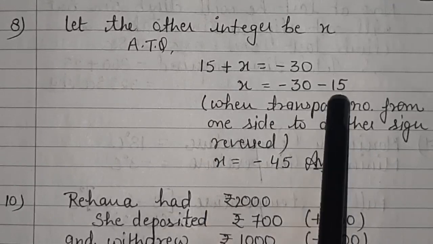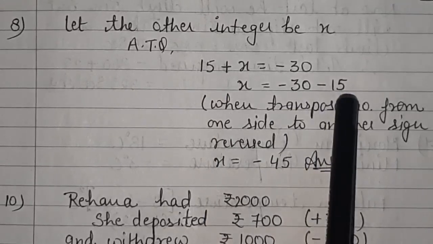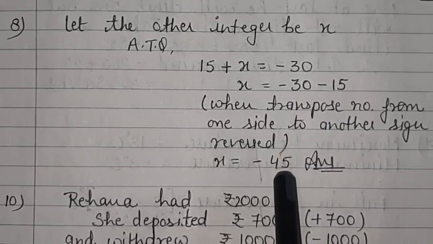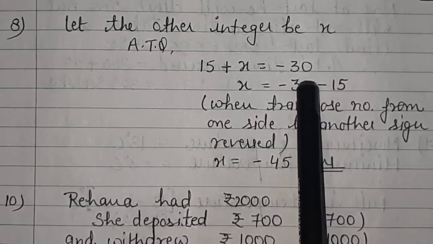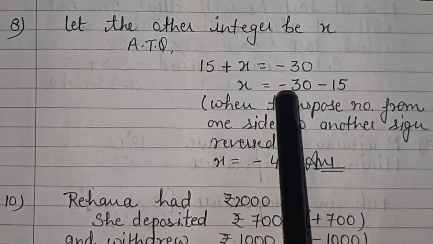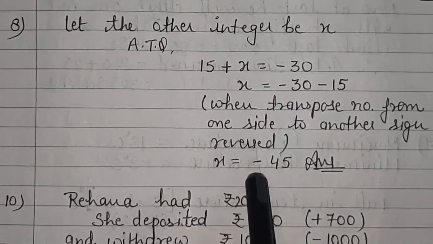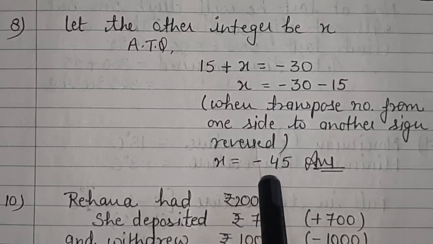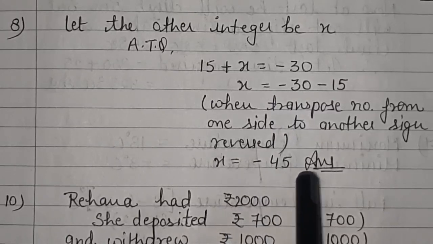Now solve minus 30 minus 15. Both have the same sign, so the operation will be addition. When you add, 45 will come, and 30 is greater than 15. 30 is negative, so 45 will be negative. The answer is minus 45. The other integer is minus 45.